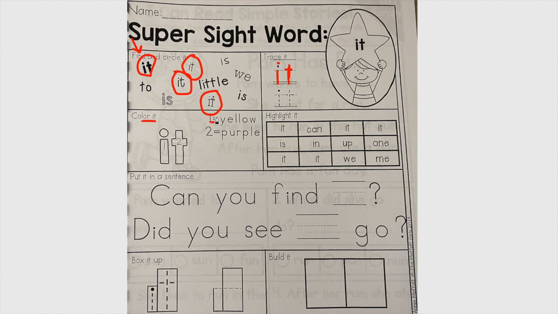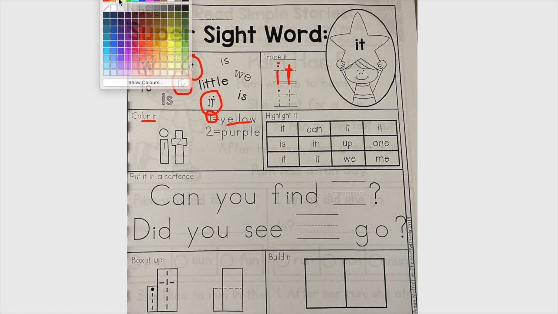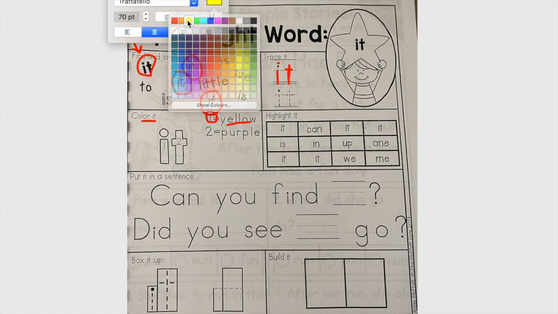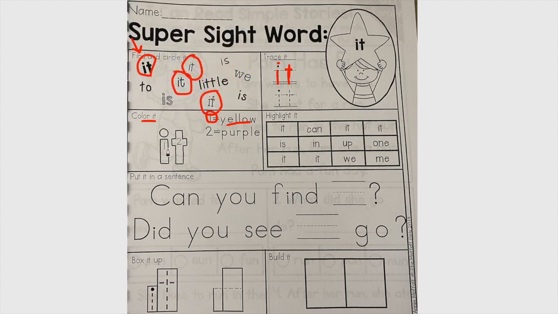The number 1 should be with yellow. So I'll change my color to yellow. I-T, it. Oh, that's not yellow. Probably this one. I-T, it. You can say it while you color. I-T, it.